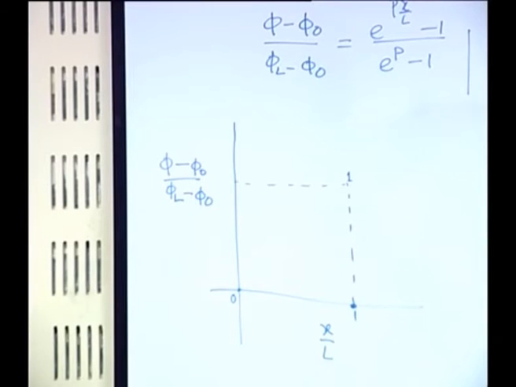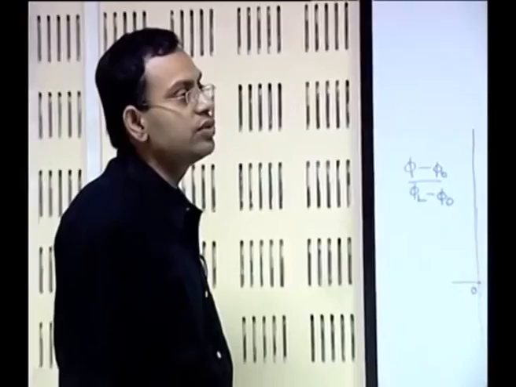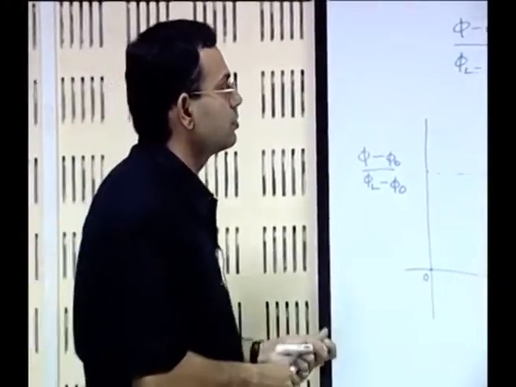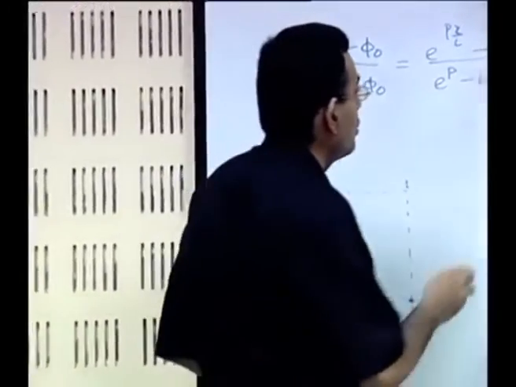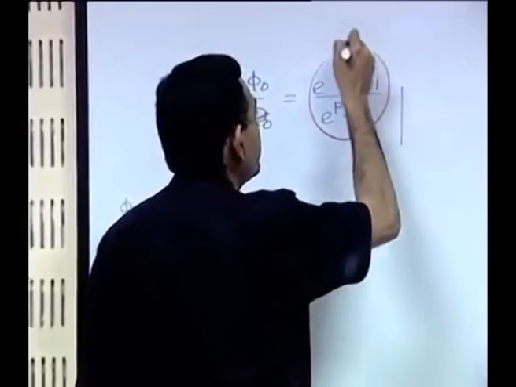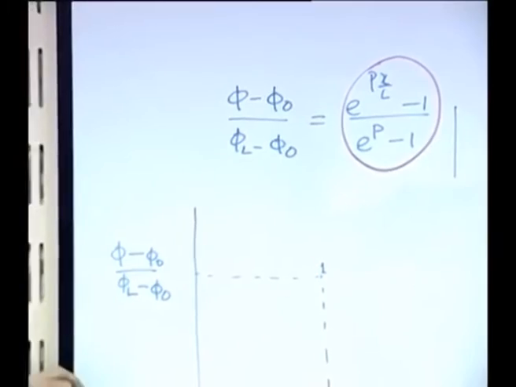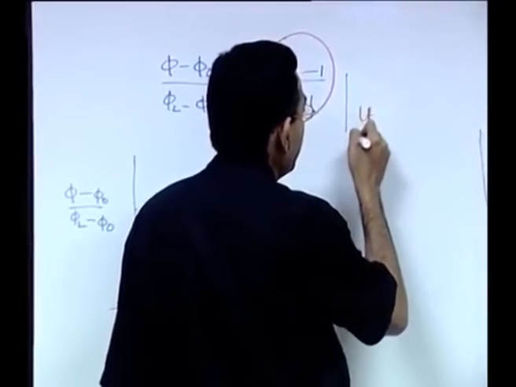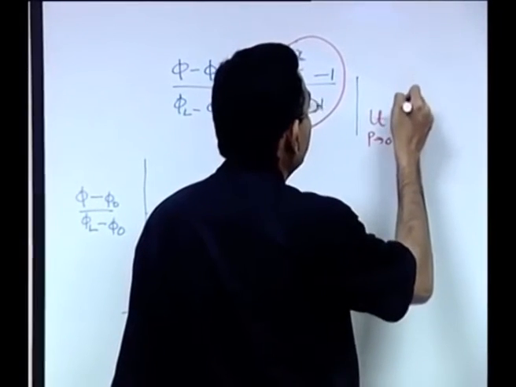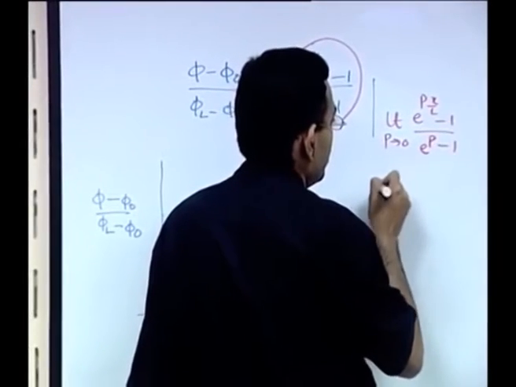The first is what happens in the limit as Peclet number tends to 0. So, the limit as Peclet number tends to 0 will essentially talk about the small Peclet number considerations. So, limit as Peclet number tends to 0 of (e to the power px by L minus 1) by (e to the power p minus 1).